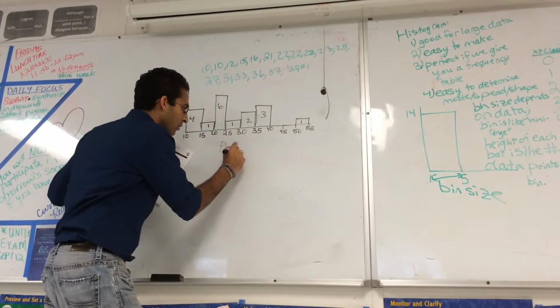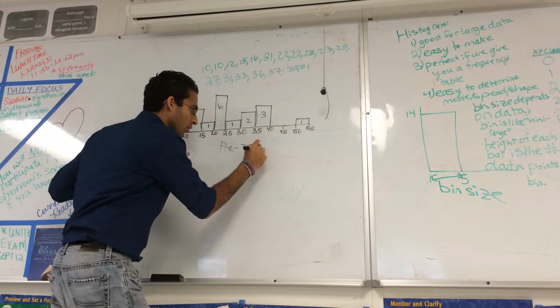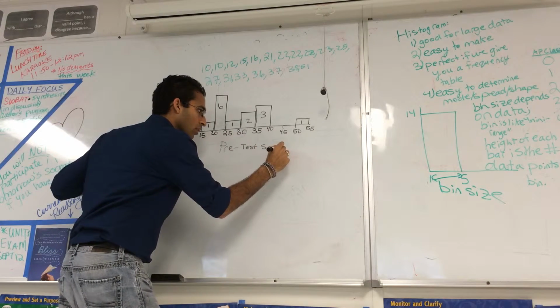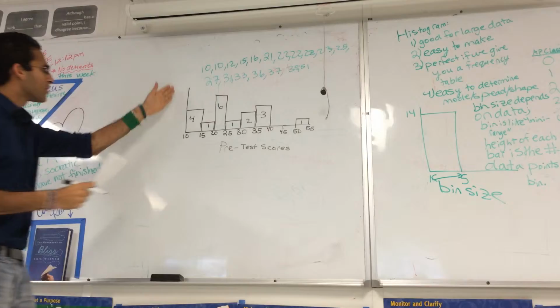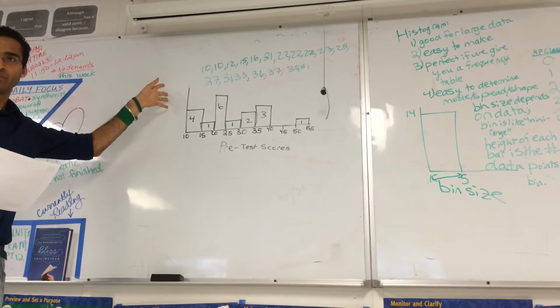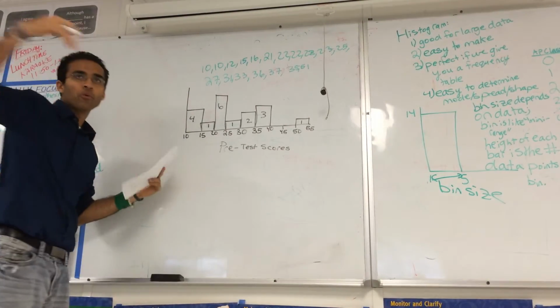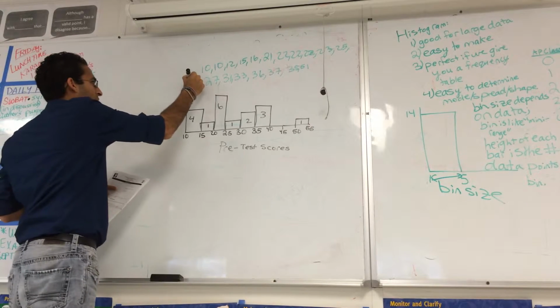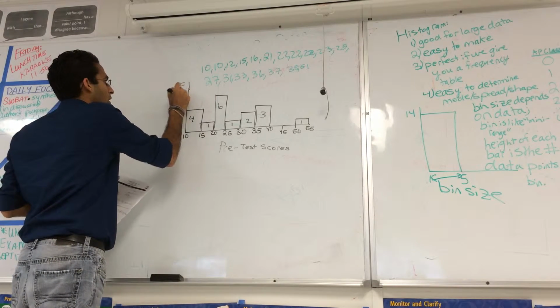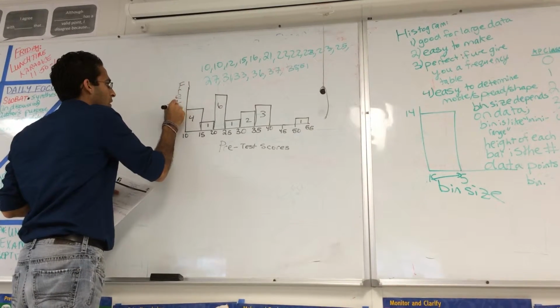Pre-test scores. And what am I measuring over here? I'm measuring the frequency, or the number of people who got those scores. So you can write either one. I'll just put frequency. Can we just draw a symbol?